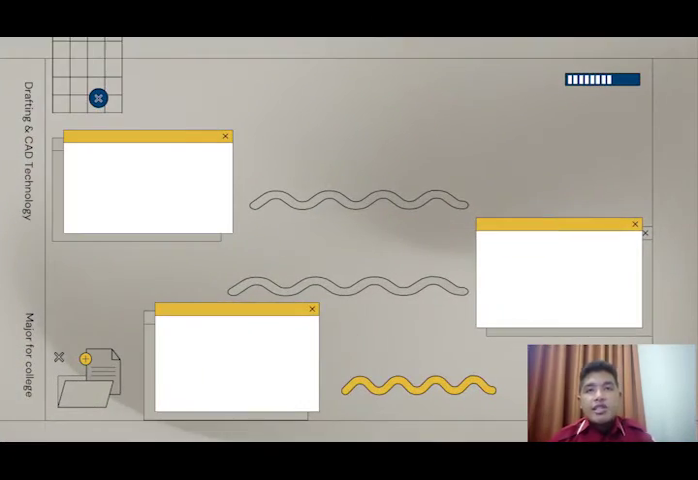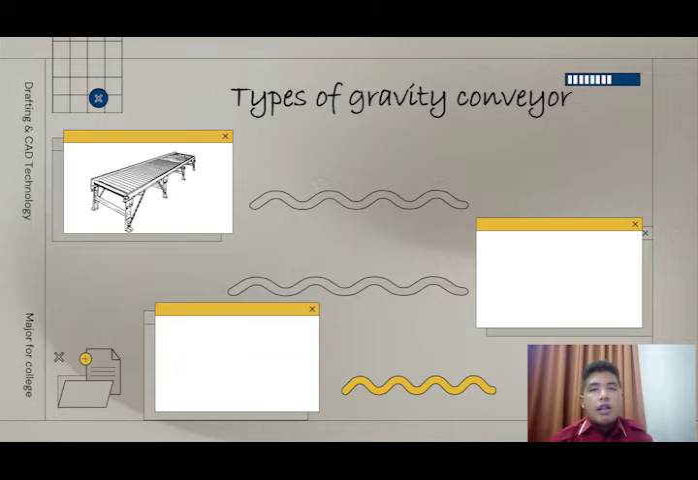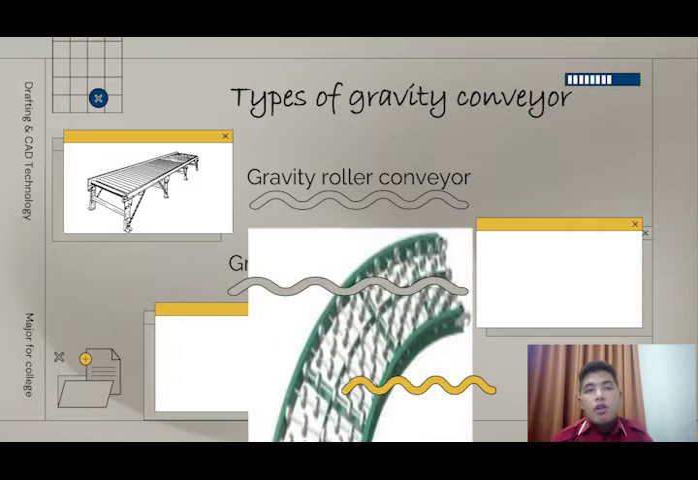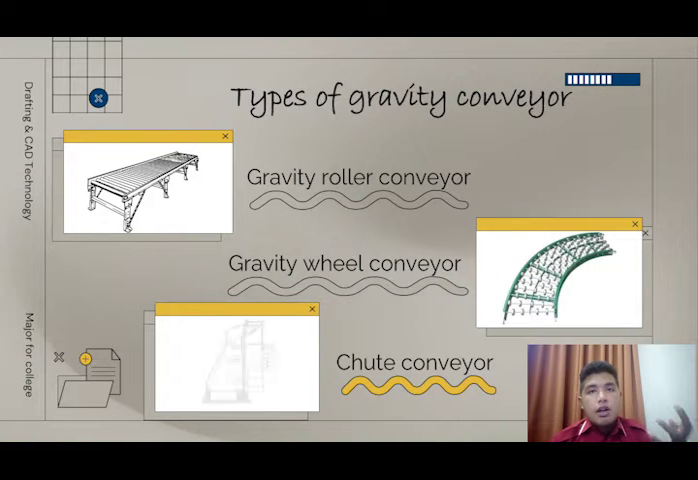So there are three different types of gravity conveyor. The first one is the gravity roller conveyor, which uses rollers as its main transferring mechanism. The second is the gravity wheel conveyor, which, instead of rollers, uses wheels as its transferring mechanism.